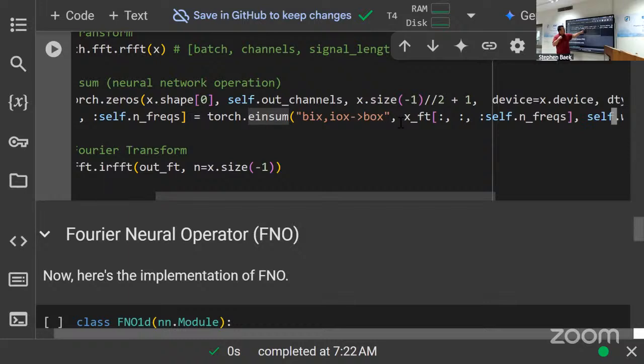And then we're taking the dot product, okay? Because in the Einstein summation notation, we have the repeating index I, right? So we're taking the dot product along the direction of I indices. So the summation happens along I. And as a result of that, we produce a tensor that has the number of batches by the number of outputs by the signal length, okay? Does that sort of make sense?